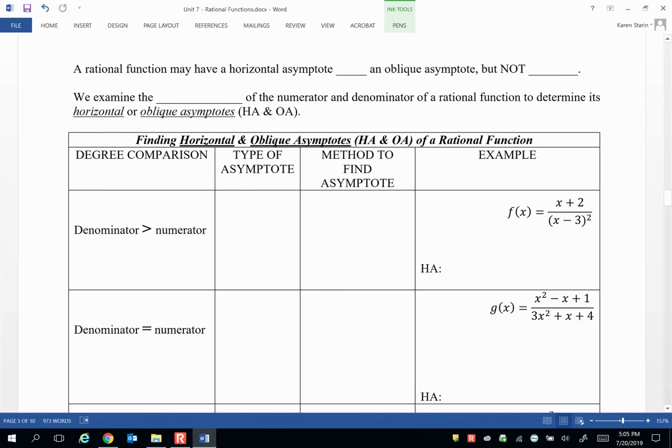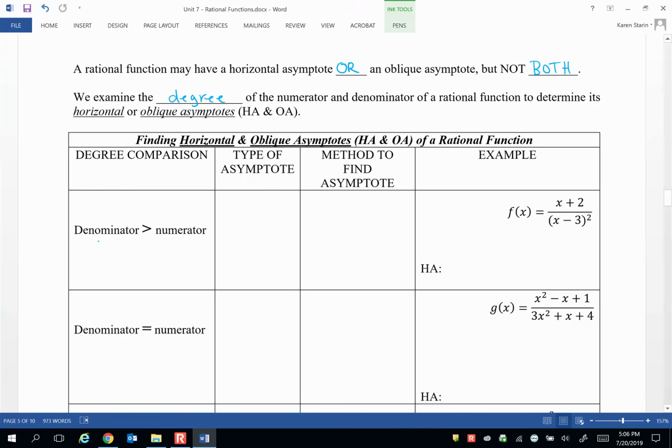Let's talk some more about finding horizontal and oblique asymptotes. First of all, a rational function may have a horizontal asymptote or an oblique asymptote, but not both. So always remember that. We examine the degrees of the numerator and of the denominator of a rational function to determine its horizontal or oblique asymptotes. So we look at both degrees, and we're going to do some comparisons here.